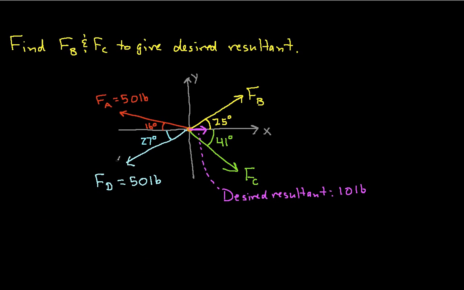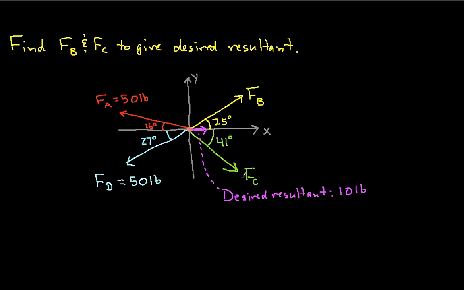Okay, suppose that we still know that the magnitude of FA and the magnitude of FD are 50 pounds. We now don't know the magnitude of FB. We know the angle that it will be applied, but we don't know what magnitude it has. And the same for FC. We know the angle that it will be applied at, but we don't know its magnitude.